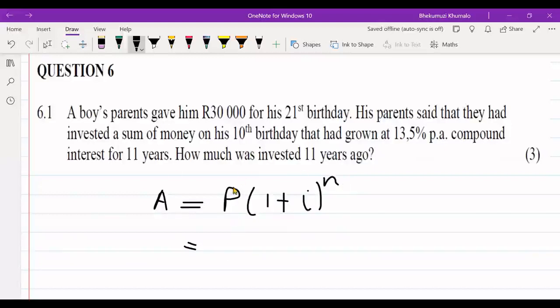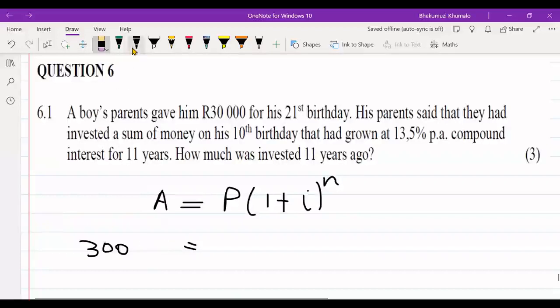Now, what do we have? A boy's parents gave him 30,000 for his 21st birthday. This is something he got on his 21st birthday. But this money started to be invested 10 years ago, 11 years ago, when he was 10. So we don't know what the principal amount, or P, is. We don't know what was the present value that you're putting in for the future. So we are acting as if we're in the future and we have that 30,000. So our A is the accumulated amount. 30,000 is our accumulated amount.